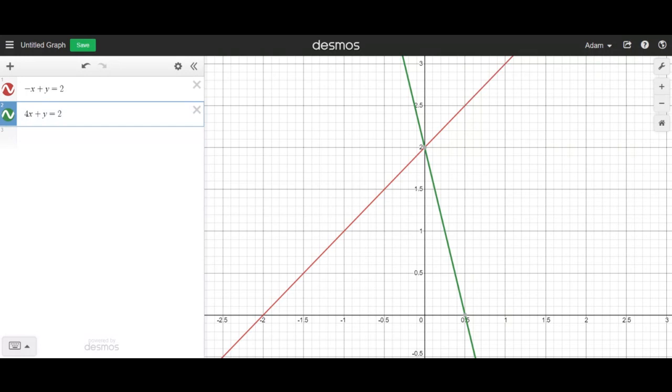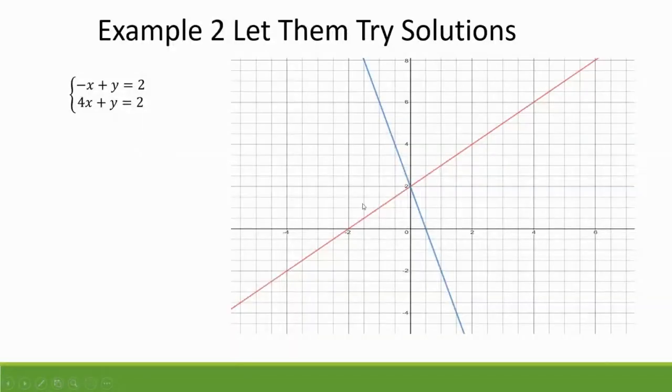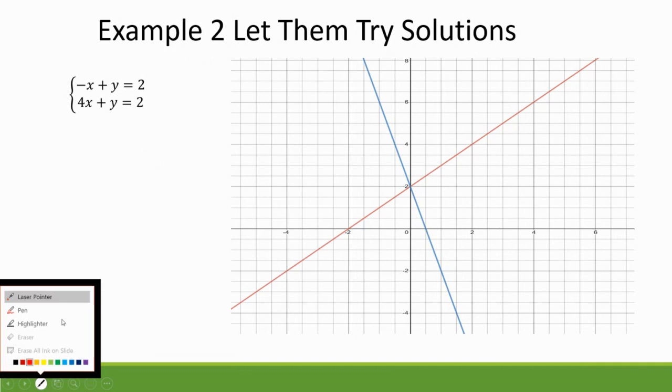All right, let's go back to the notes then. There it goes. So again, that's the graph you would get. The colors of the lines were different, but still the same line.